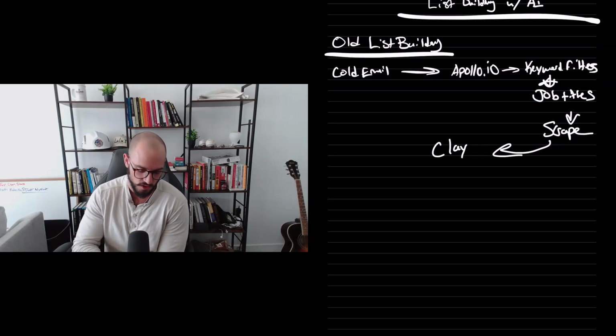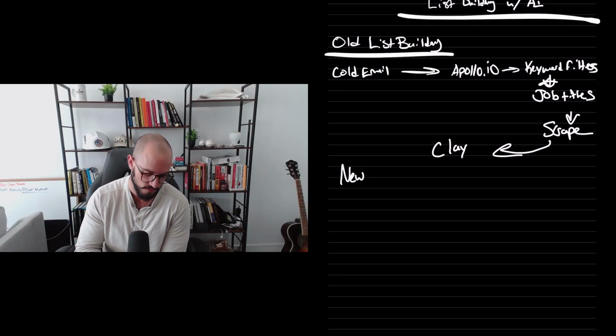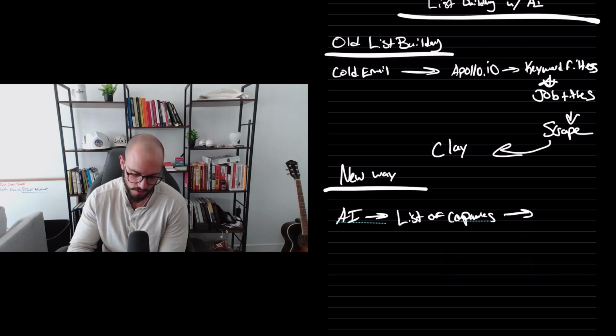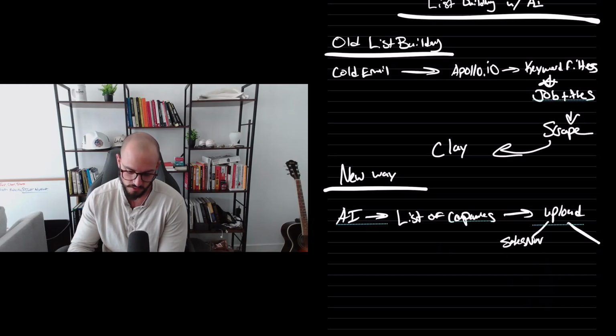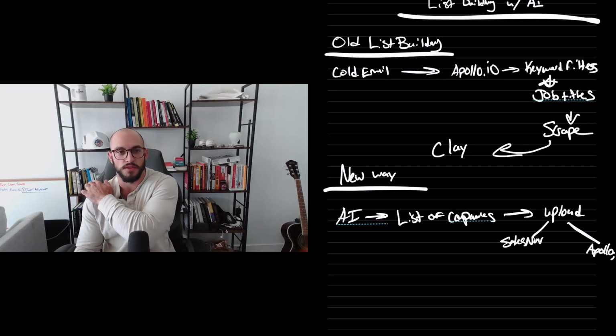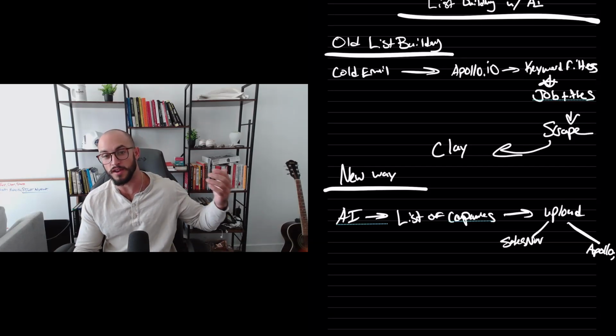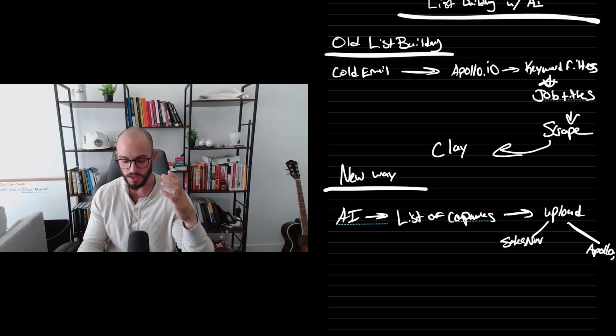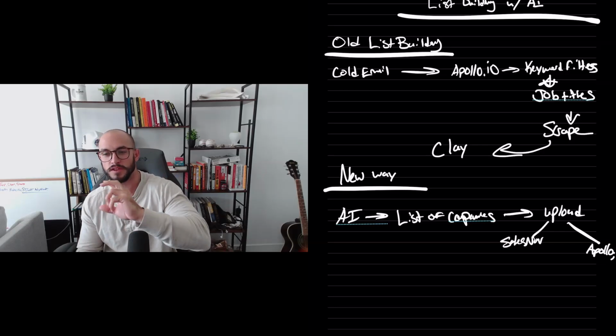But now the new way, and I'll do a new way for LinkedIn here in a second. Essentially what we do first now is we use an AI to give us the list of companies, and then we upload that list. You can upload it both ways, to Sales Nav, and you can also upload it to Apollo. So now the AI has gone and found the companies that you want, and I'll go through the prompt and the LLMs that we use. When you have that list of companies, you upload it into Sales Nav and into Apollo.